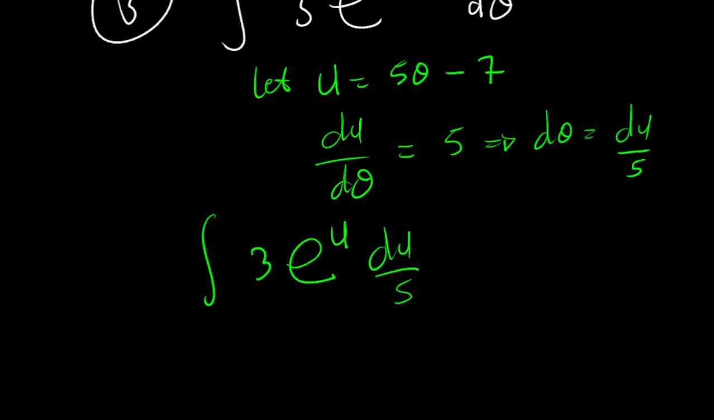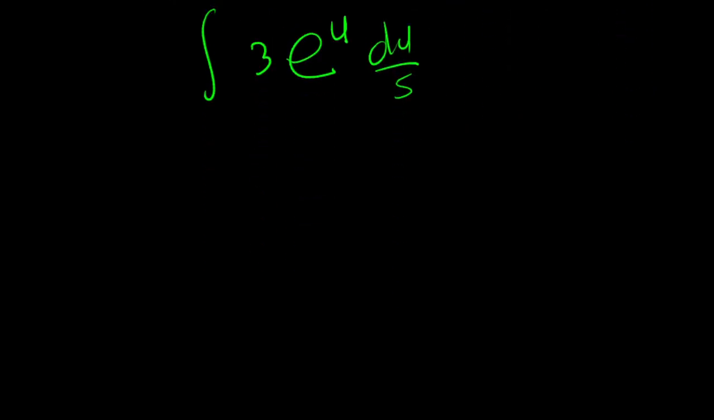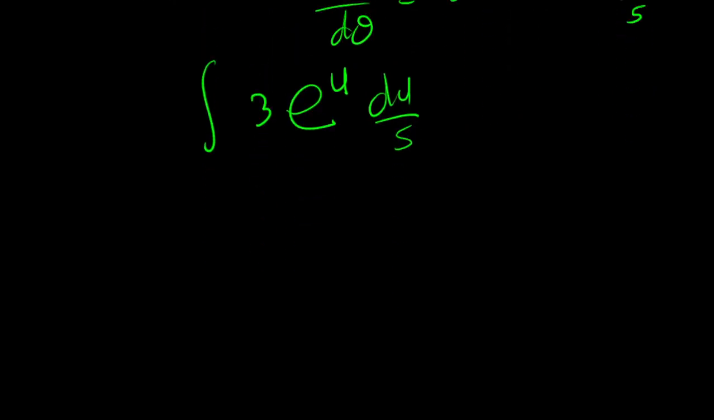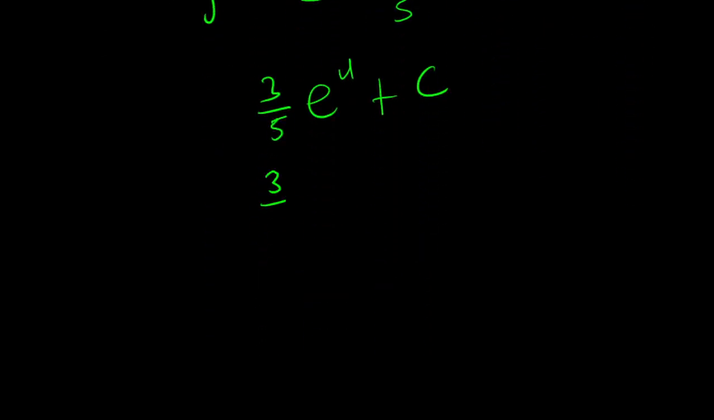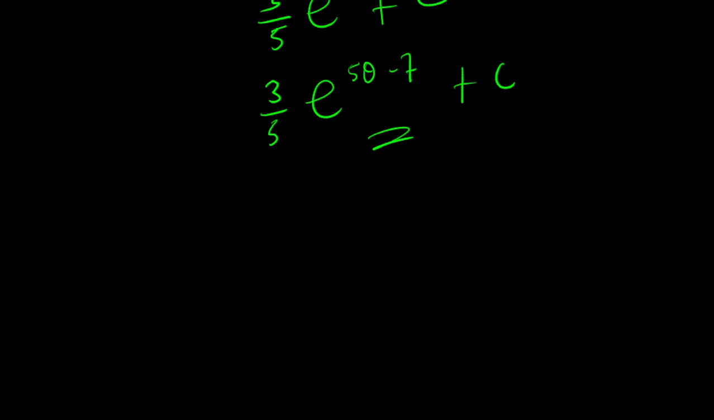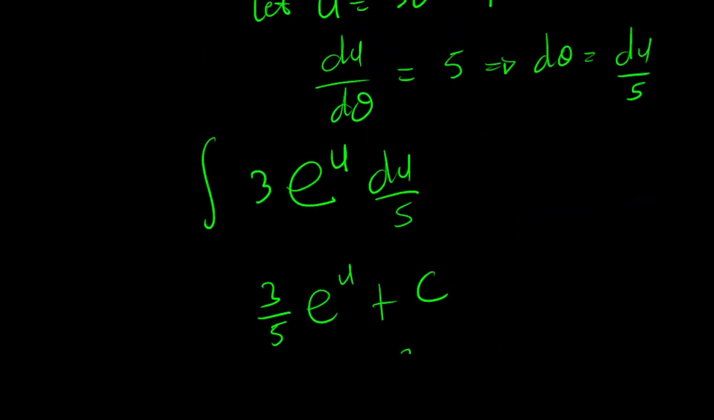And don't forget, if you integrate exponential u, you are still going to have exponential u again. So we have this plus c. And what is u? u is 5 theta minus 7. So the answer is e to the power of 5 theta minus 7, plus c. So let's do something interesting. Number 4, I think that's number 4.